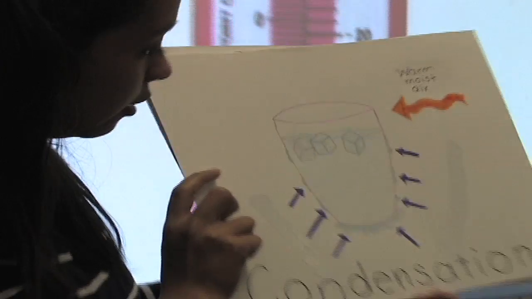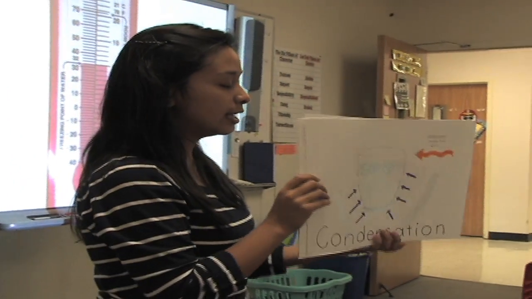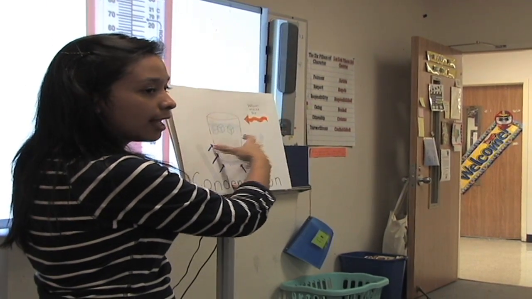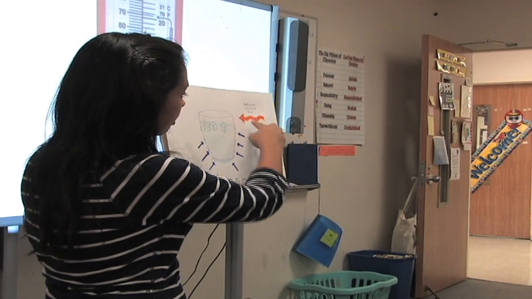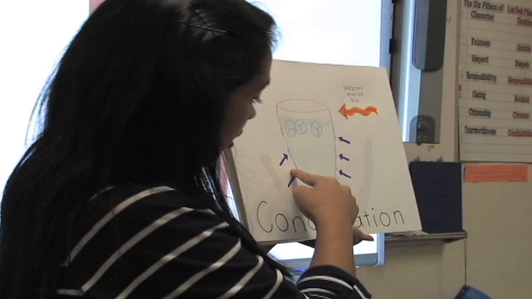Condensation. So, condensation, this is water vapor. They're tiny drops of water. You see the tiny drops of water? When there's a cold glass, and warm, moist air goes through, little tiny drops of water go down. When it's boiling hot water, it goes all the way to the top, because it's very hot water. So the boiling point is 100 degrees Celsius.